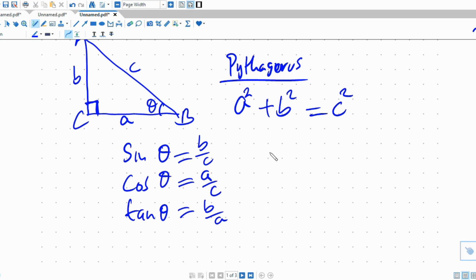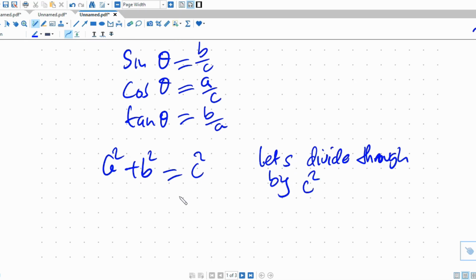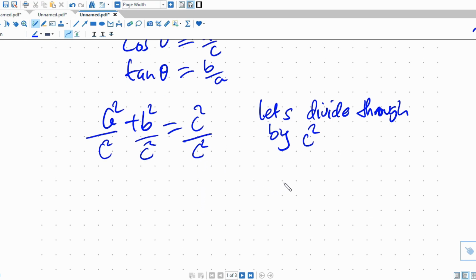Now, from the Pythagoras theorem, let's divide through by c squared. So what we shall have is a squared over c squared plus b squared over c squared, equals c squared over c squared.